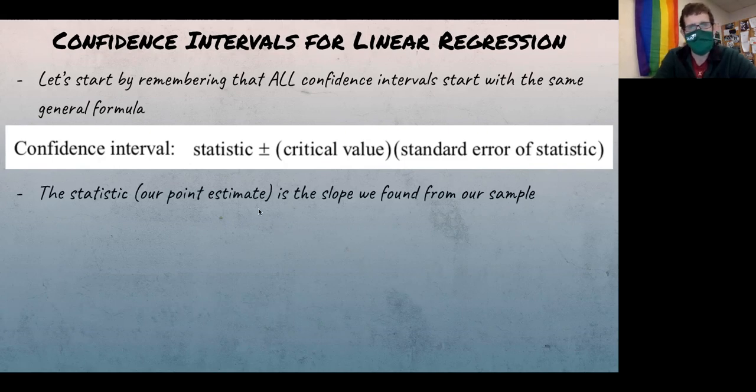Because, as I mentioned at the beginning, our confidence interval is asking, what is the true slope found in the population? So we're going to start with our sample slope, and then figure out what the standard error of the slope is and multiply it by a critical value based on whatever confidence level we're shooting for.